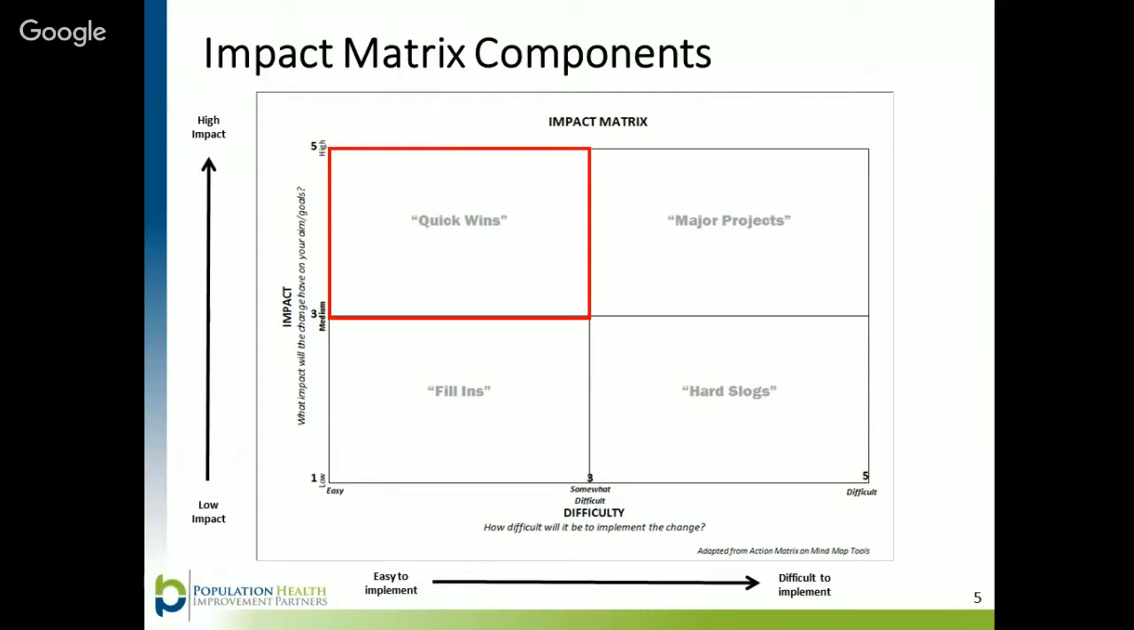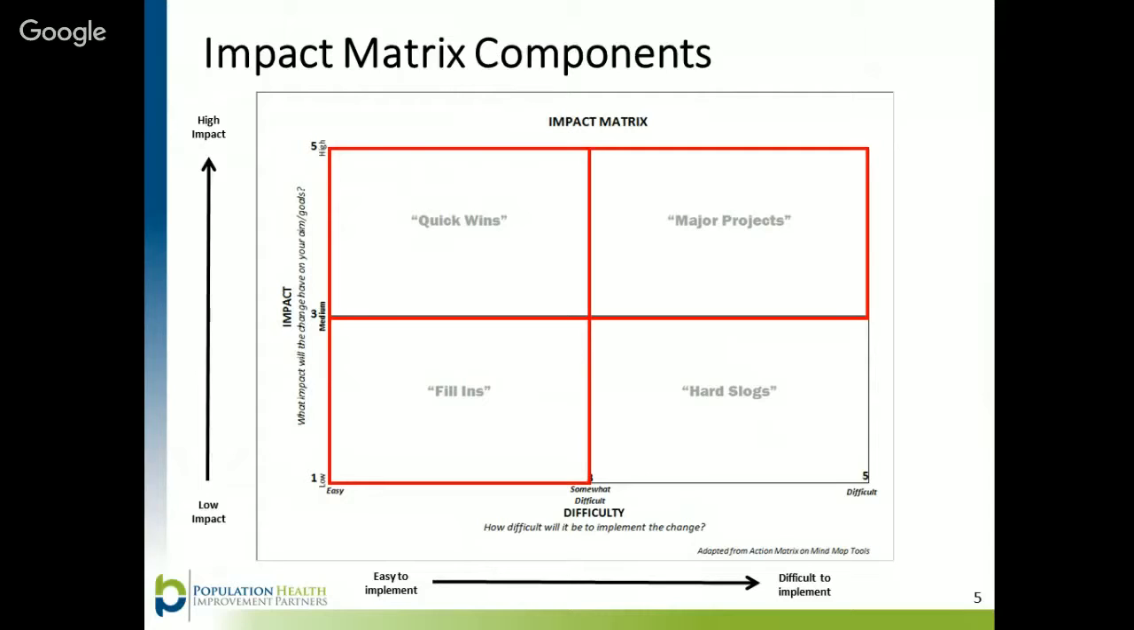The top right quadrant is categorized as the major projects, as these change ideas will have high impact but may be somewhat difficult to implement. These ideas will take a bit longer to put into action, but will be worth the effort. Change ideas in this section usually require input from senior leadership, so be sure to either have them join in on the session or present these major projects to them at a later time.